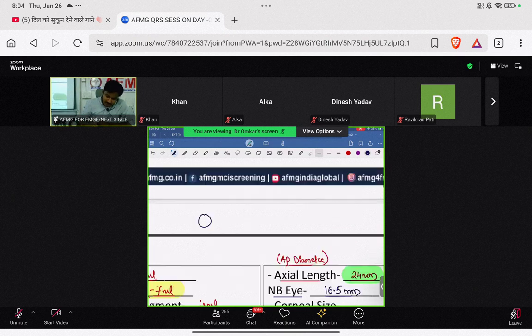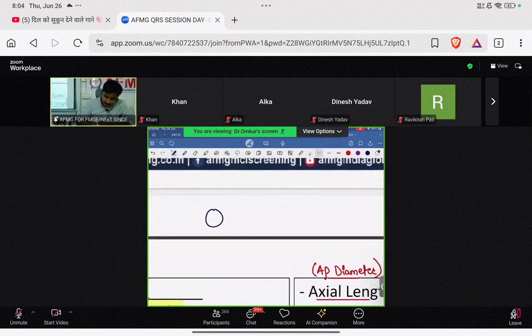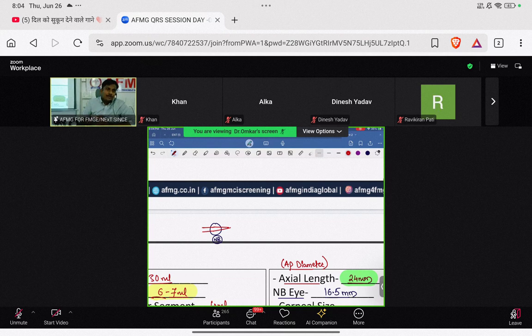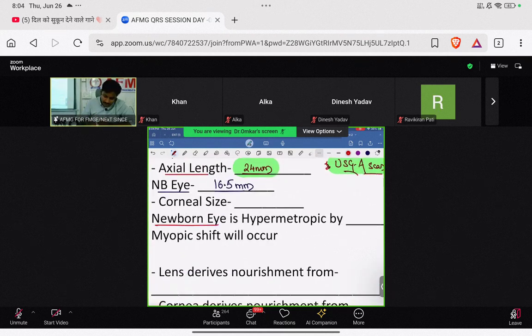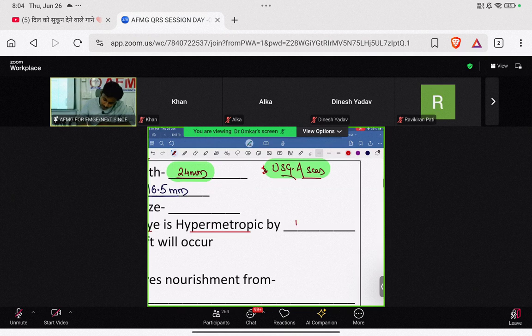So if the newborn eye is smaller than the adult eye, the rays of light will fall on the retina or behind the retina. As the newborn eye is very very small, that means the rays of light will fall behind the retina. And whenever rays of light fall behind the retina, it is hypermetropia. That's the reason we say that the newborn eye is going to be hypermetropic. By how many diopters? +2 to +3 diopters. That is important to be remembered again.